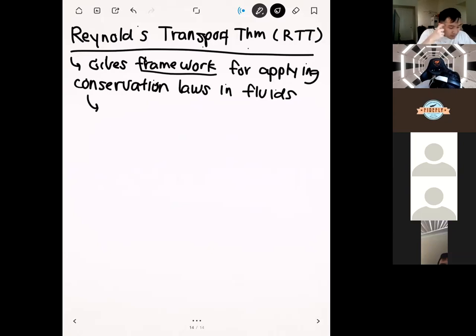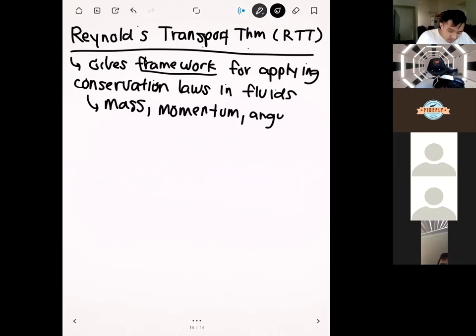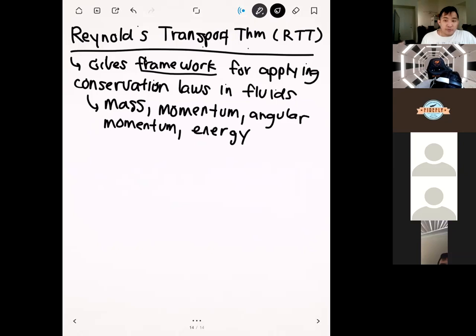Some examples of the conservation laws: we'll have conservation of mass, conservation of momentum. We'll touch on angular momentum a little bit, and we'll also do conservation of energy as well. But the unfortunate thing is that applying these conservation laws for fluids is not very convenient because the fluid is always moving, so it's never staying in one place. And so the way that we actually apply these is with the Reynolds transport theorem.